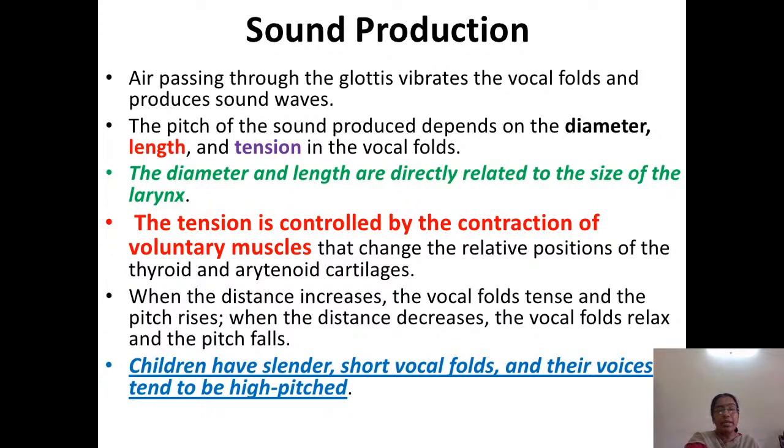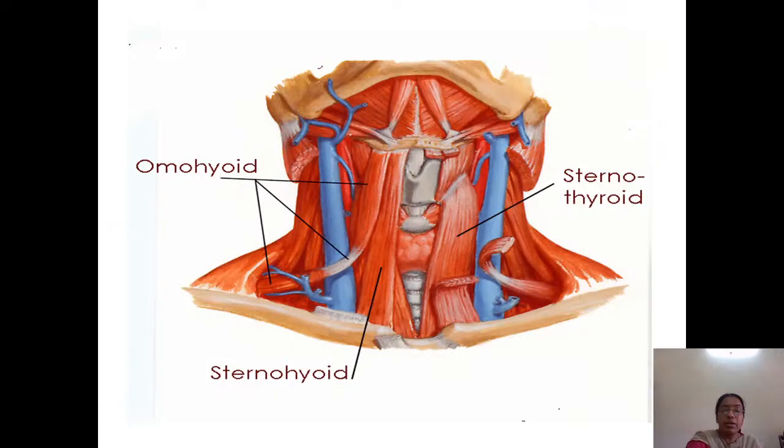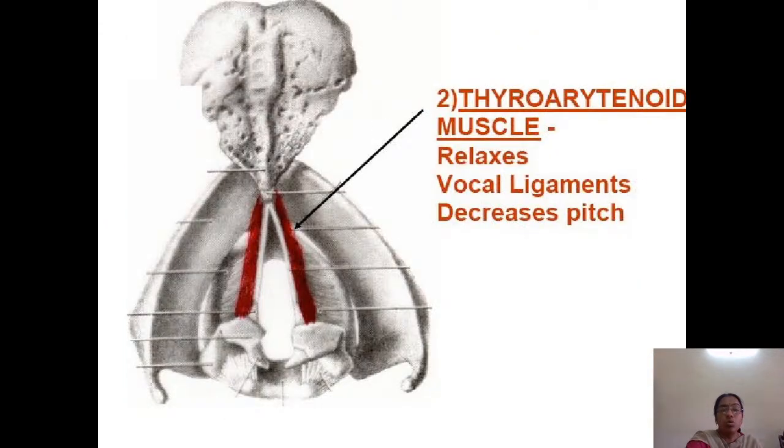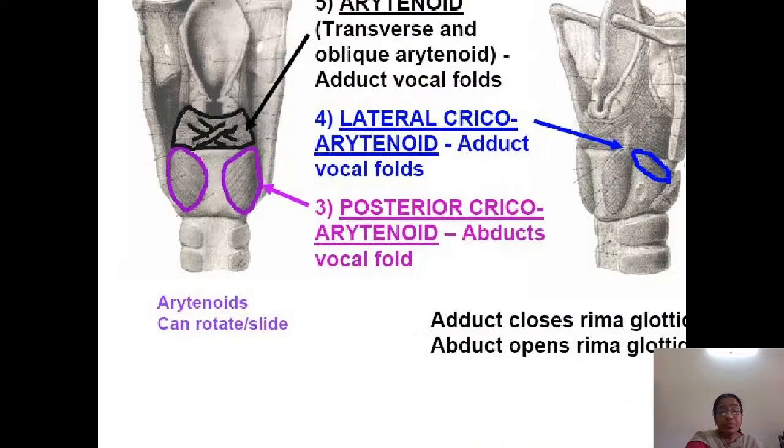The pitch of the sound produced depends upon the diameter, length and tension of the vocal folds. We have seen the two folds, the vestibular fold and the vocal fold, with a sinus present in between the two. So the pitch depends upon that.